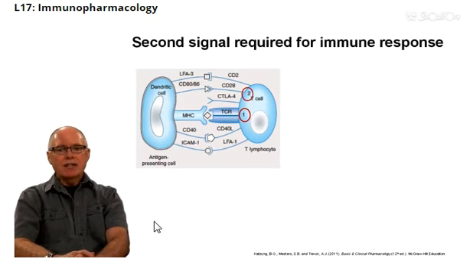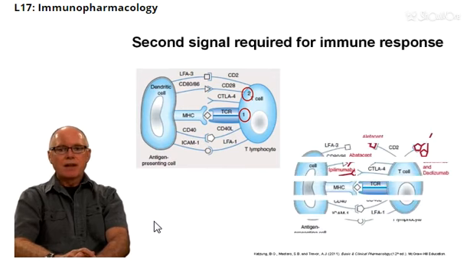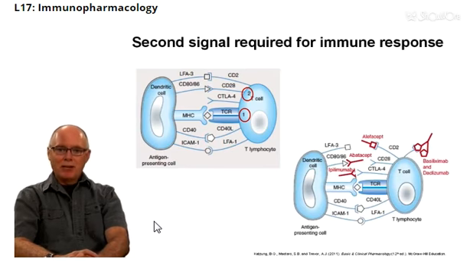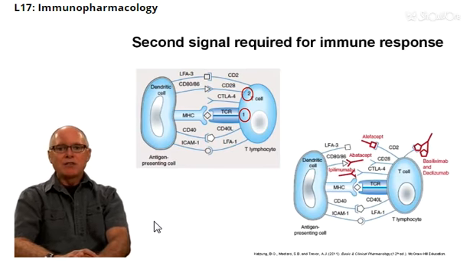The second signal involves ligation of co-stimulatory molecules, CD40, CD80, and CD86, on the antigen-presenting cell to their respective ligands. As an example, CD40L is the ligand for CD40. As shown on the right panel, drugs like ipilimumab, abatacept, and alefacept interfere with the second signal step.